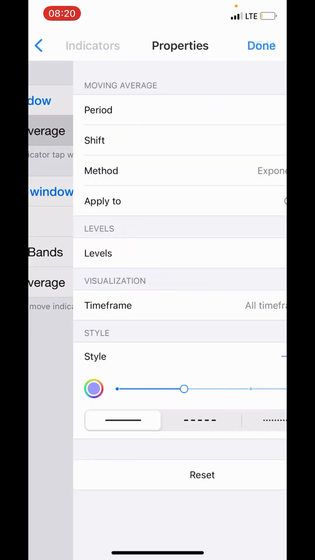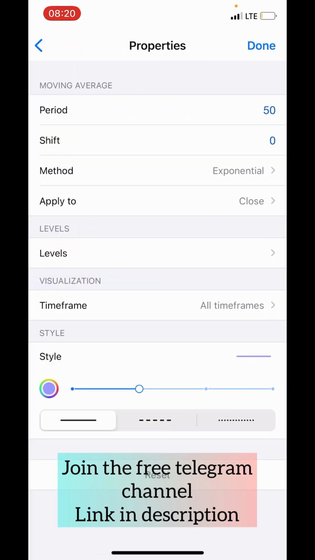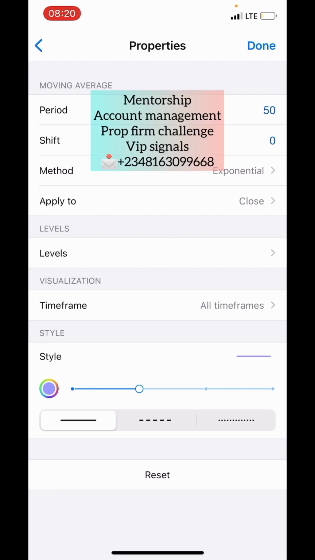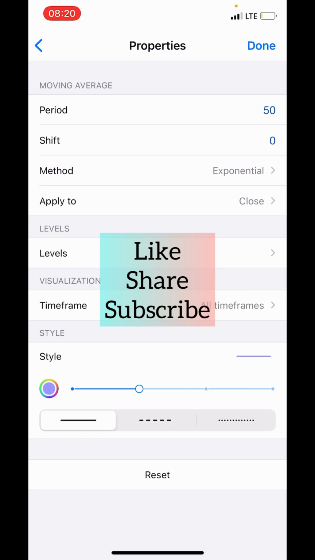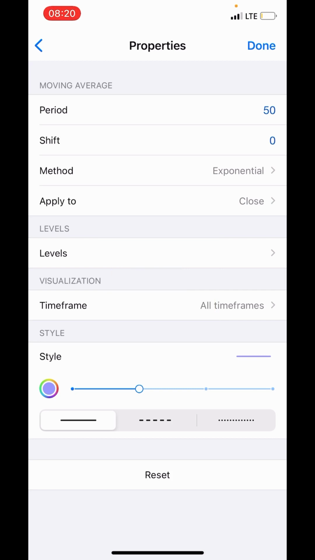So now let me show you the indicator settings I use. The first one, which is not really in use, but I just use it to know the direction of the market, is the moving average with the period 50. Notice that this is on the main chart. This carries a period of 50, shift 0, method exponential, apply to close. Then we're done. You click on done.